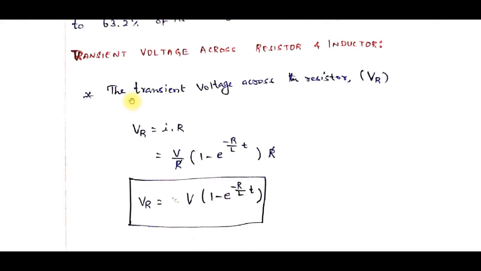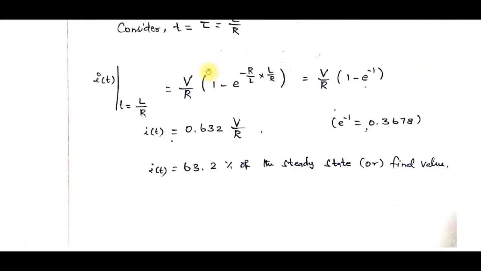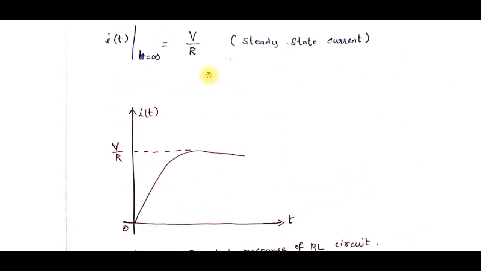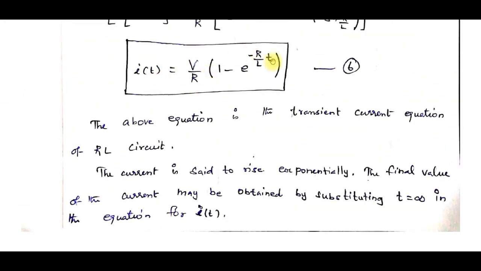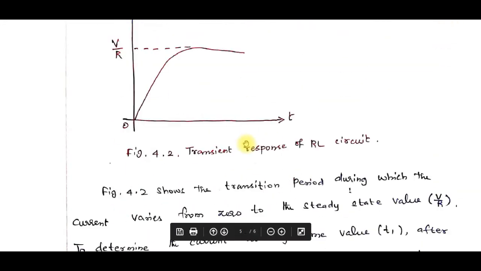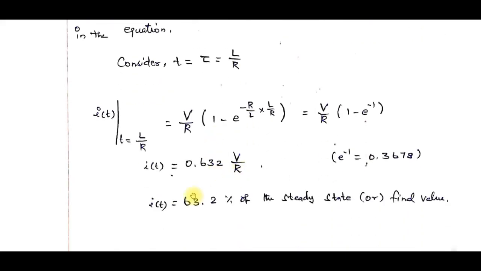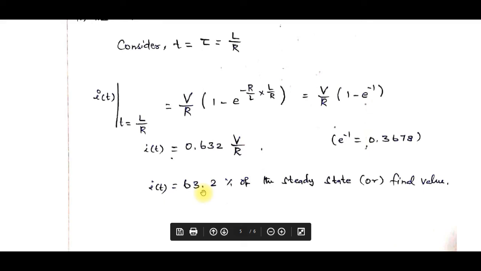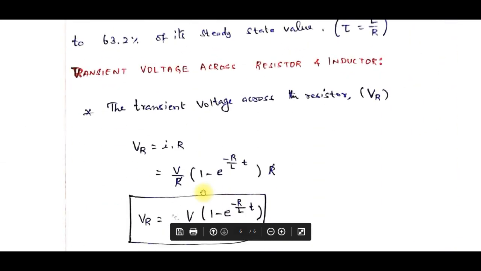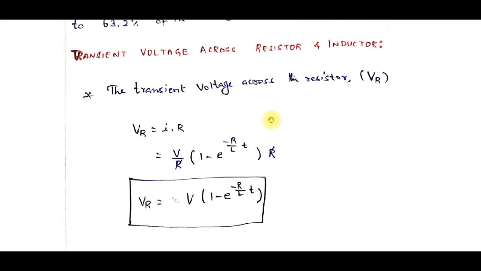Then the last part of this derivation. If they ask to derive the transient current equation, you can stop here. Then draw these characteristics. If they ask for the final steady state value, then derive up to this. If the question specifically asks to derive the transient voltage across the resistor and inductor, you can write this part, otherwise you need not write it.